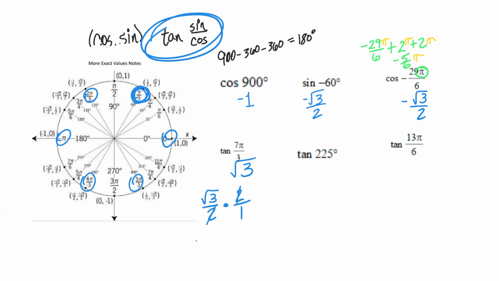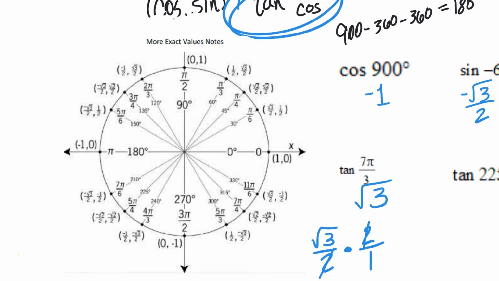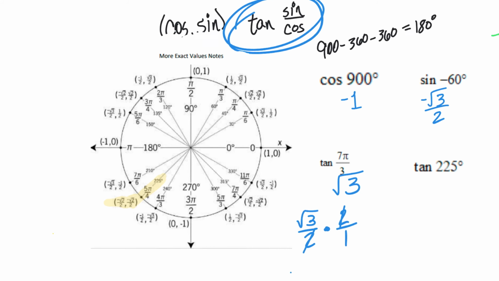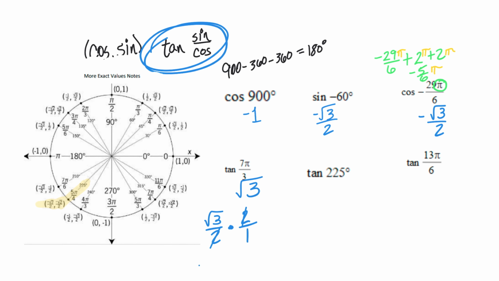We're back to the tangent of 225. Well, this one now works out really well. Anytime you have one of the 45-degree angles, you're going to have a value of 1. So here's 225 degrees. There's 225 degrees. So what we end up with is negative square root of 2 over 2 divided by negative square root of 2 over 2, and we know that any number divided by itself is 1.